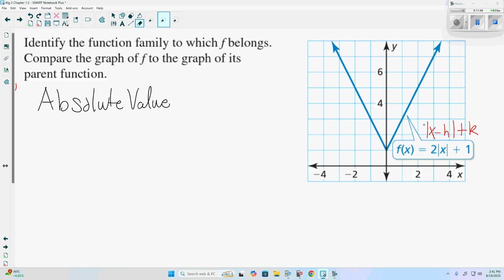Write the general form. Do we have a value for h? No, just x. We don't have anything being added or subtracted from x inside the parentheses. Do we have a value for k? So that's telling us it moves up or down. What are we moving? Up how far? Up 1. Because since it's plus 1, outside the absolute value bars, it's telling us it's moving up 1. Yes? All right, so we're done with this one.